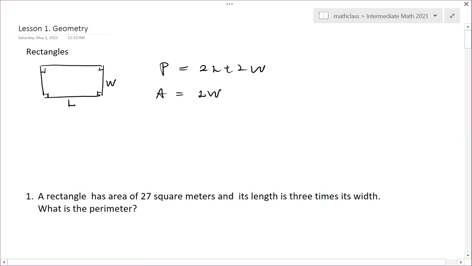And maybe we also have a formula for the length of the diagonal. This is called the diagonal. The length of the diagonal is given by the Pythagorean theorem. It's the square root of L squared plus W squared. But we're not going to be talking about the diagonal.